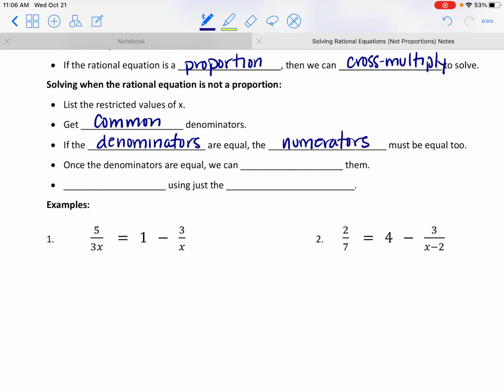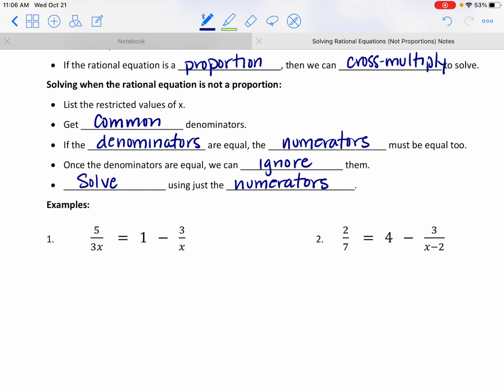Basically what's happening is once those denominators are equal, we can ignore them. They will no longer affect our problem. So we can continue to solve using just the numerators.